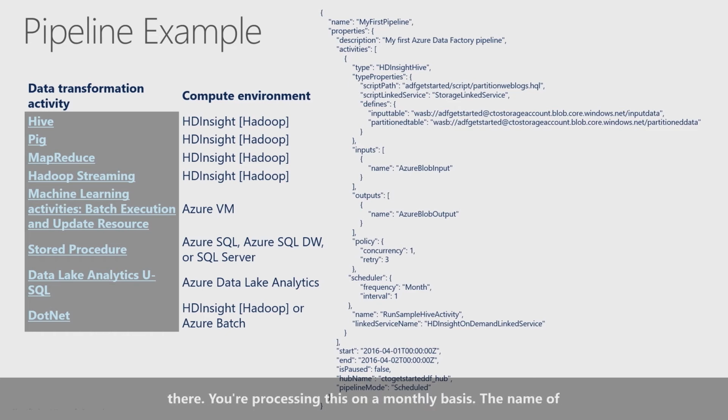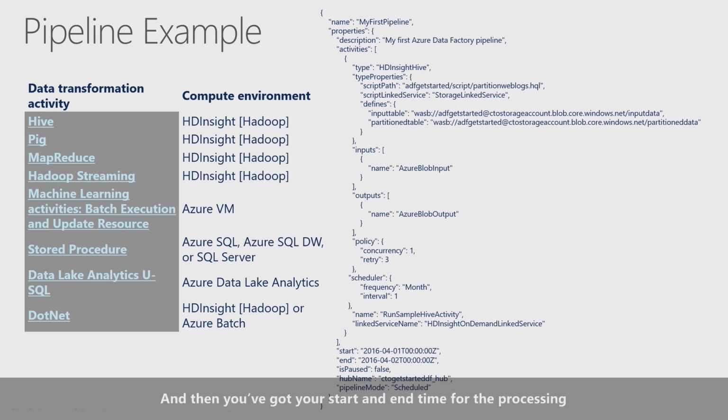You're processing this on a monthly basis. The name of it is called Run Sample Hive Activity. The link service name is called HD Insight On-Demand Link Service, and that is probably a link service that's calling an on-demand HD Insight cluster.